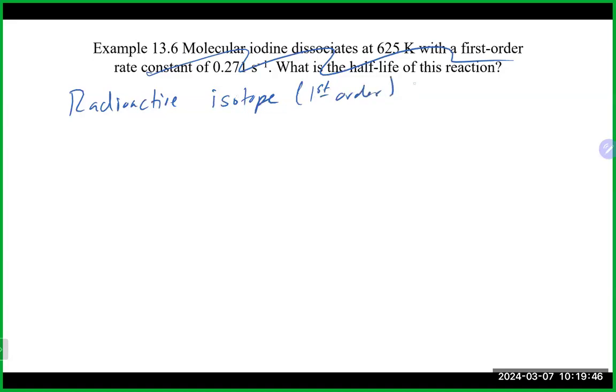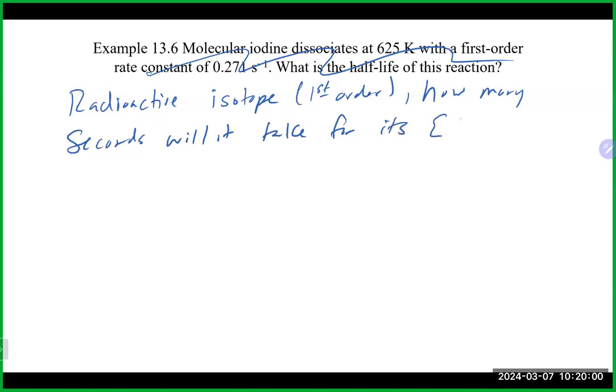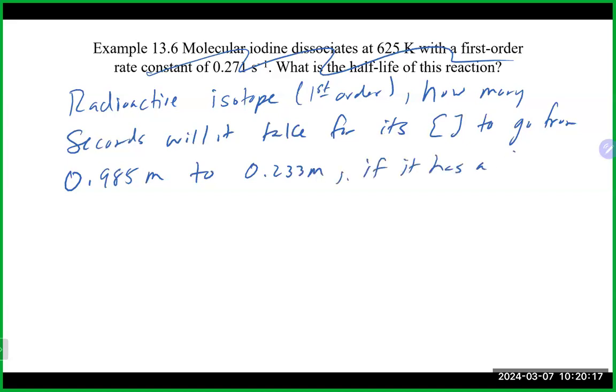So say a radioactive isotope, we want to know how many seconds, why not, will it take for its concentration to go from 0.985 molar to, I'll go with 0.233 molar, if it has a half-life, why not? Let's go with 32 minutes. Why not?